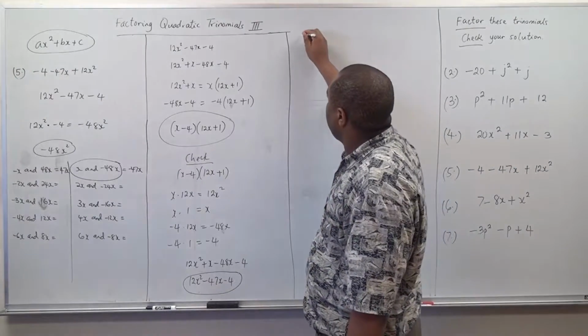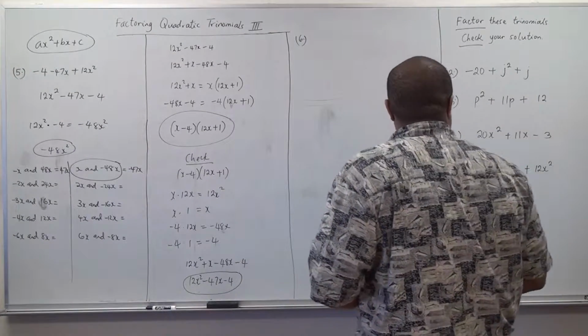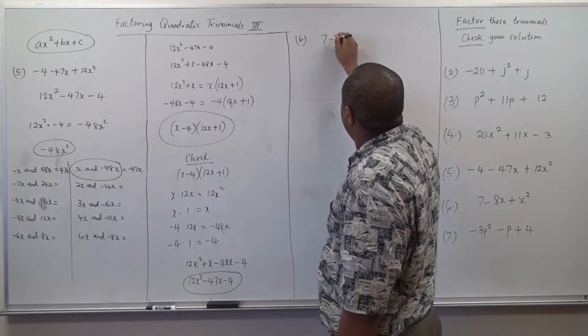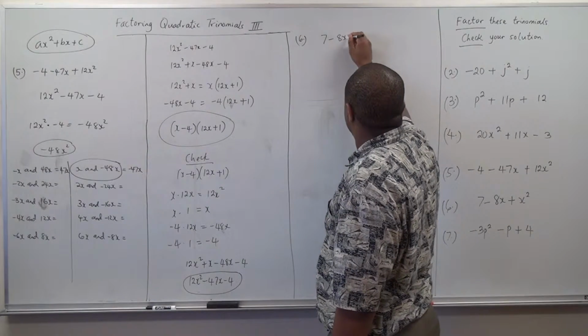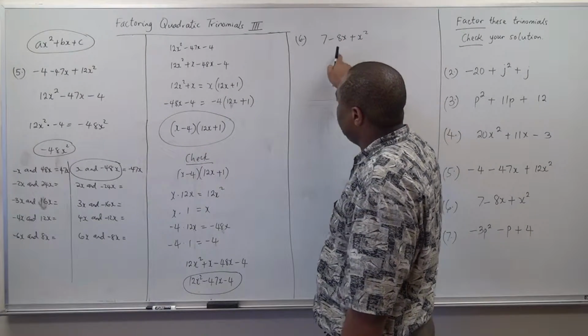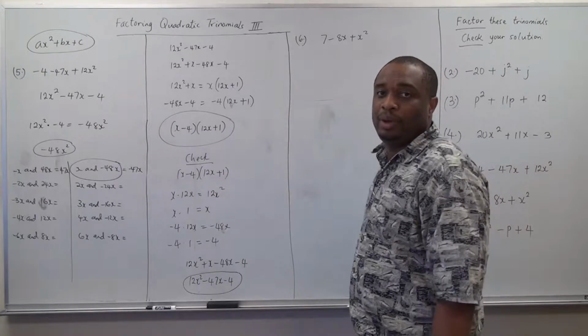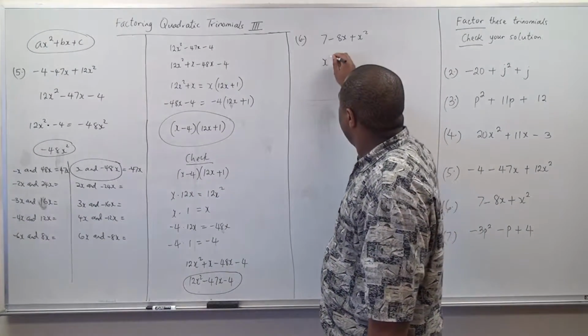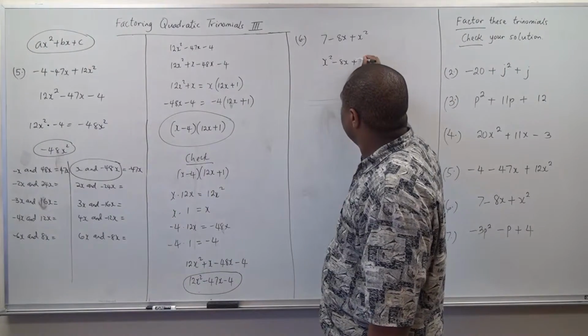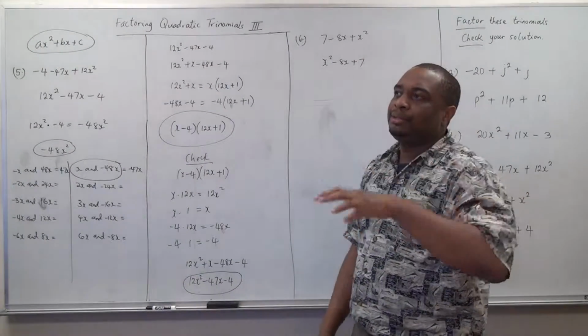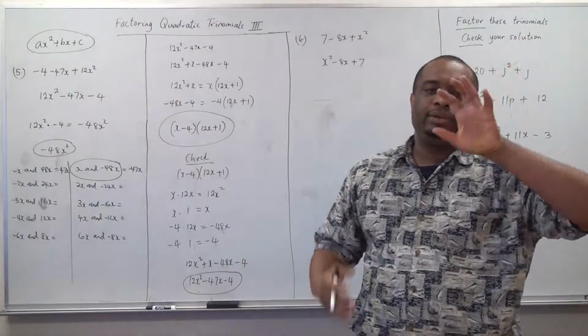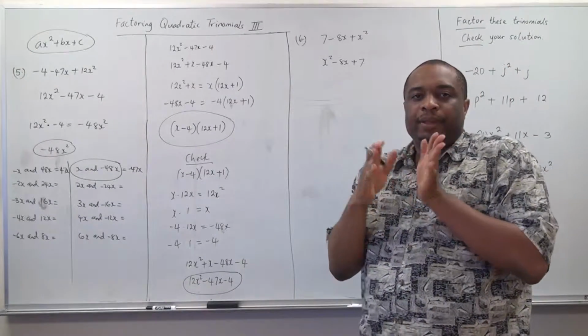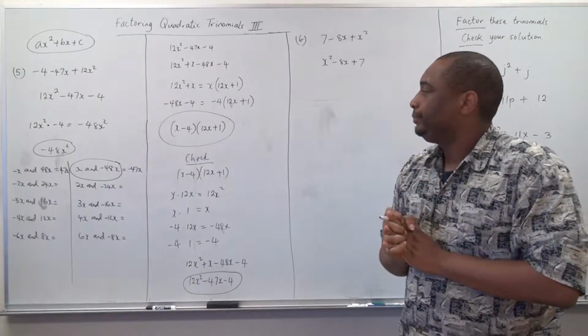Okay, number 6. 7 minus 8x plus x squared. It is not in that form, so you want to arrange it in that form first. So this will be x squared minus 8x plus 7. Remember, we are not moving from left to right, so you keep the sign that came with it.